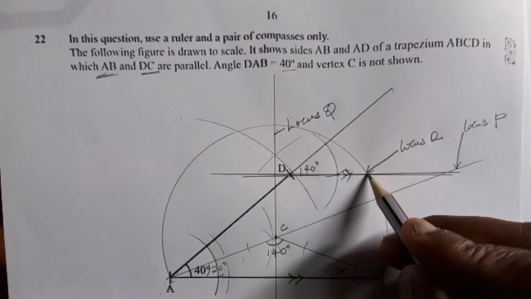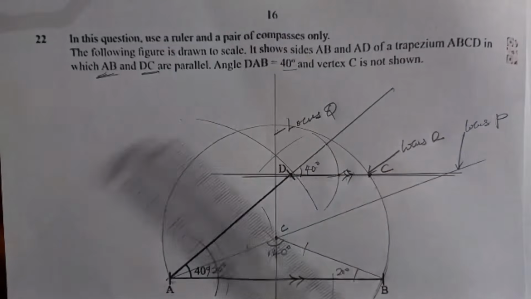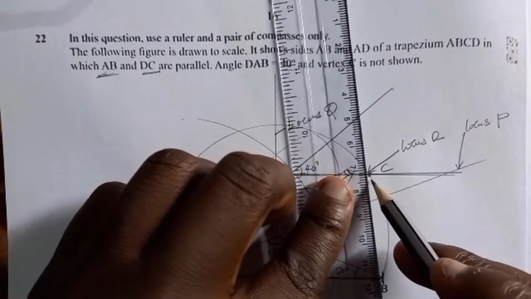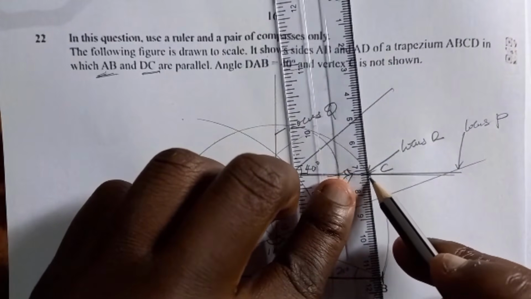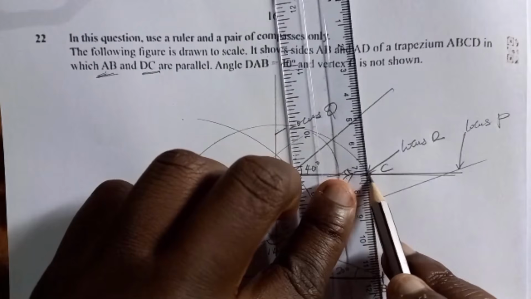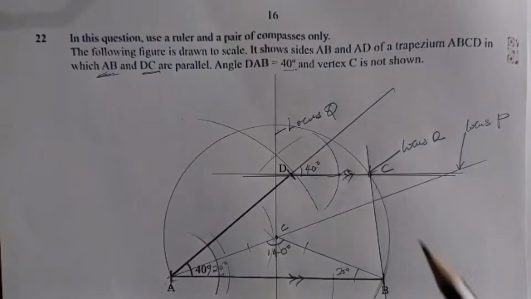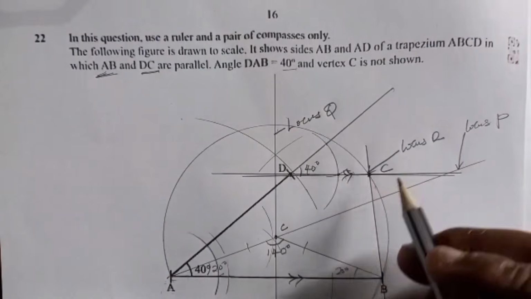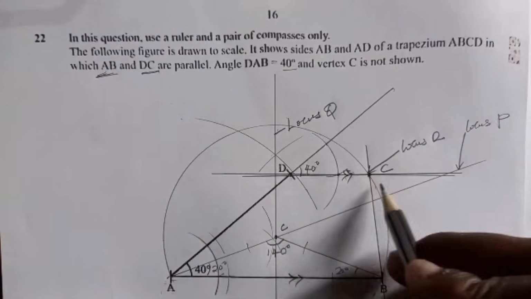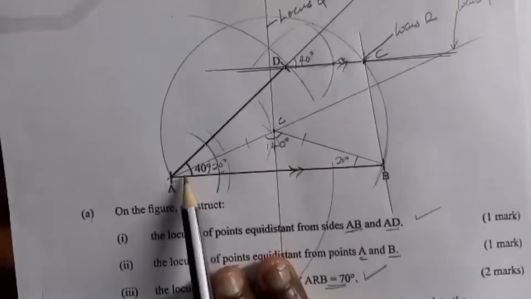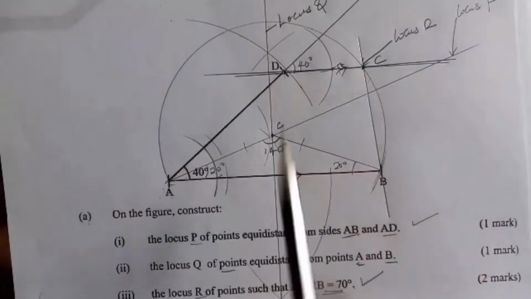This will be C. So C will be located here. So just join that point using a straight line like that. So point C is here, vertex C is here. The point of intersection of locus of R, this line. So we have located that. So now we have the complete trapezium ABCD.